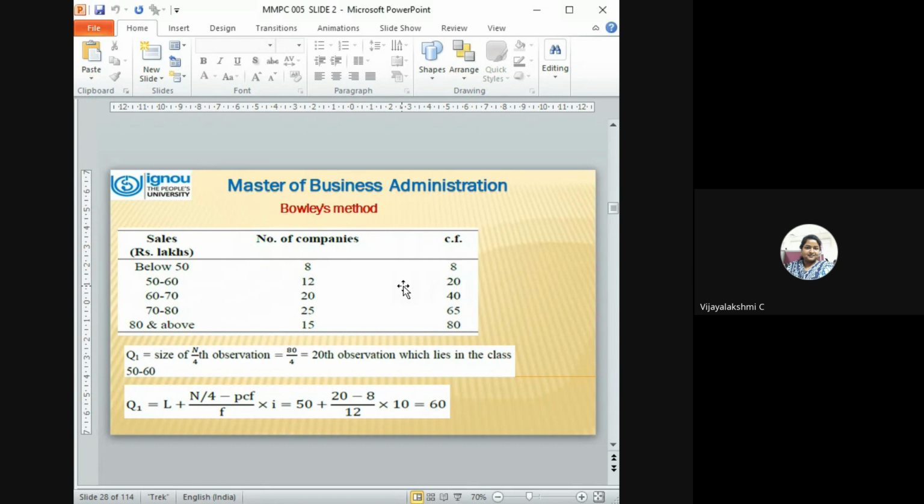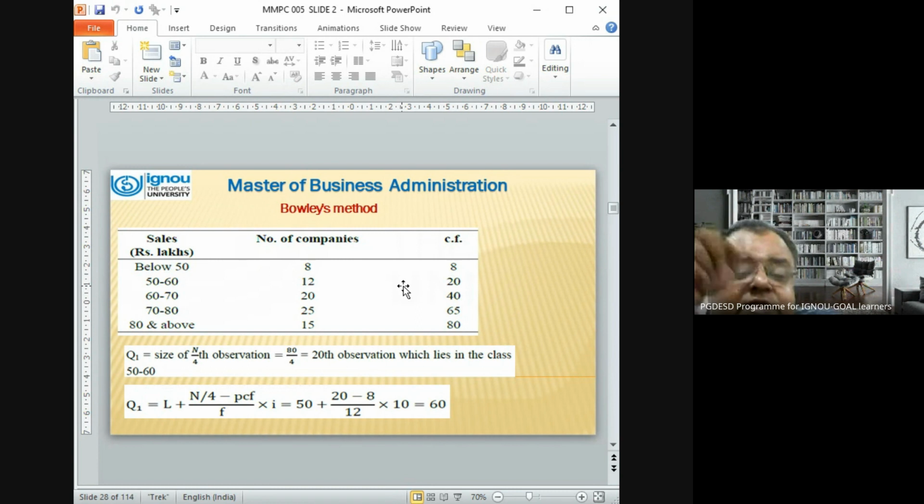8 plus 12 is 20. And then 20 plus 20 is 40. 40 plus 25 is 65. 65 plus 15 is 80. That means your n is 80. You have to calculate Q1. Q1 is n by 4, size of n by 4th observation. So that means 80 by 4 is 20th. So in which class this 20 lies?